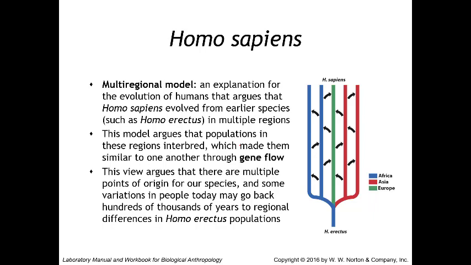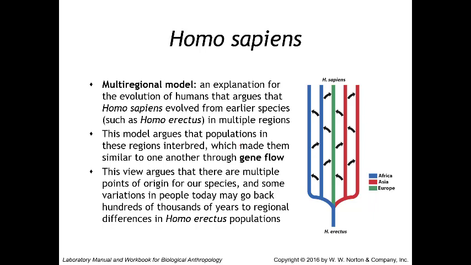So thus, humans in Asia evolved from Homo erectus in Asia, and humans in Africa evolved from Homo erectus in Africa, and so on. This model argues that populations in these regions then interbred, which made them similar to one another through gene flow. This view argues that there are multiple points of origin for our species, and some variations in people today may go back hundreds of thousands of years to the regional differences in Homo erectus populations. So that's the multi-regional model.